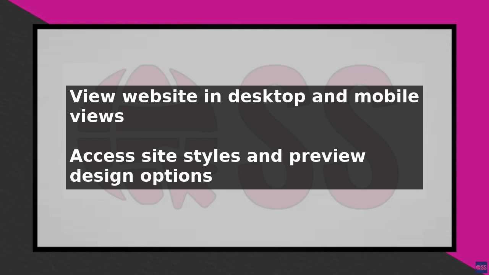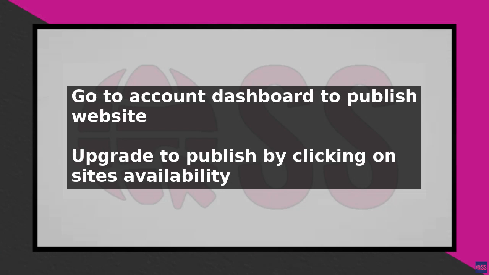To publish your website, go to your account dashboard. Click on the three dots, select Settings, and then click on Sites Availability, where you can upgrade to publish your website. With these steps, you can easily publish your website on Squarespace.